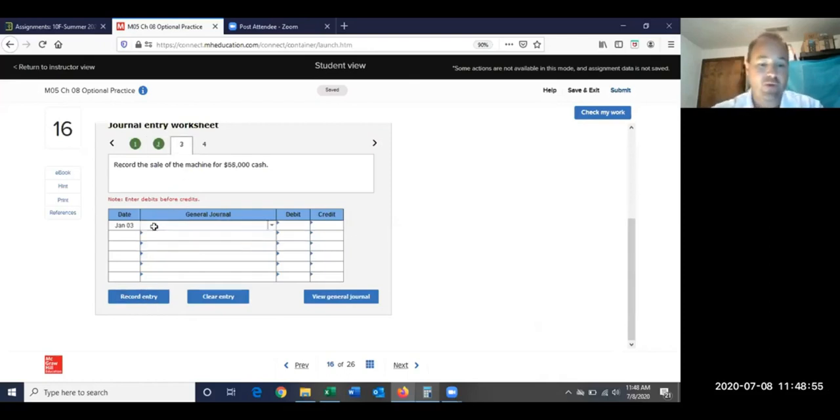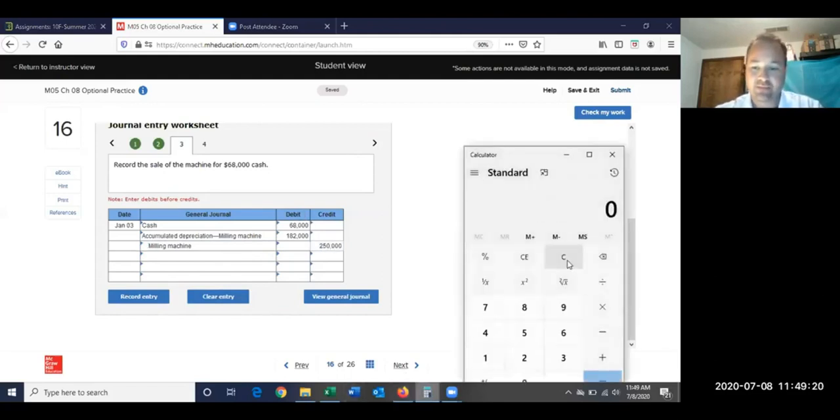If we sell it for the exact right amount, which is again rare, it's going to be a really simple journal entry. We're simply going to show the cash, show that we've depreciated it by the 182, and credit my milling machine for the 250. If you add up my debits, 68 plus the 182, you get 250. There's no gain or loss that needs to be shown.